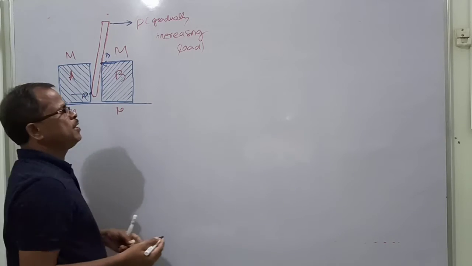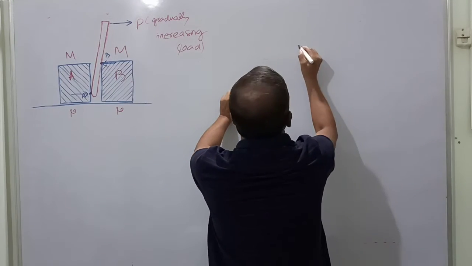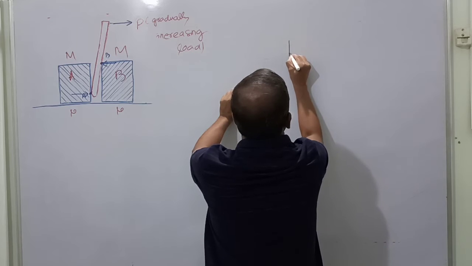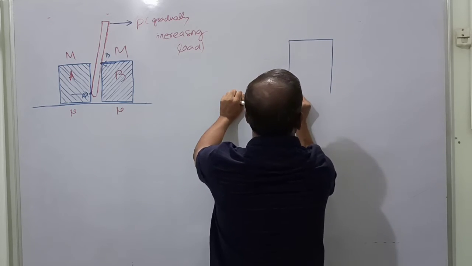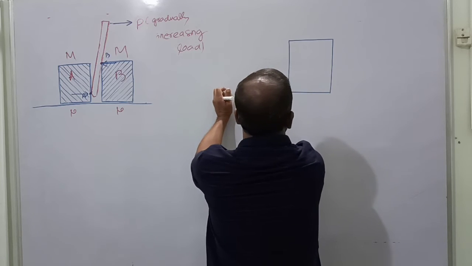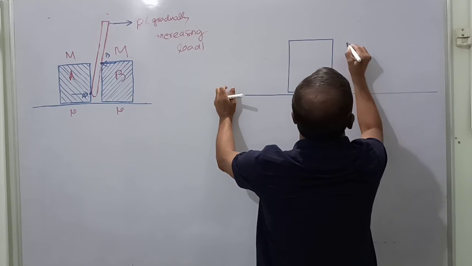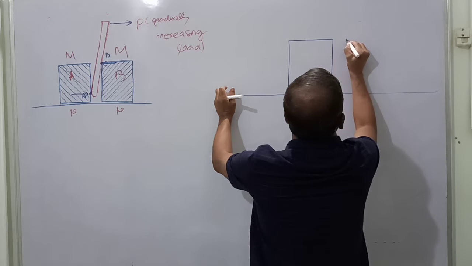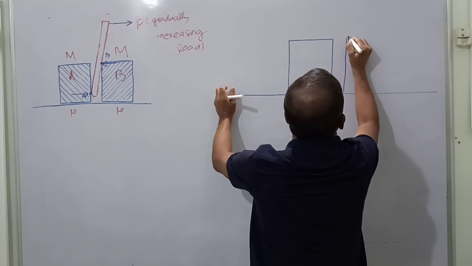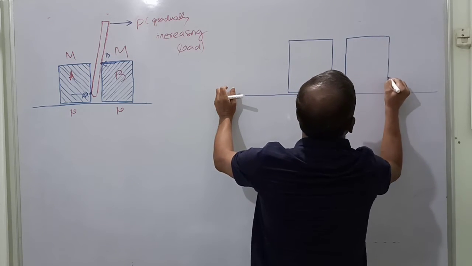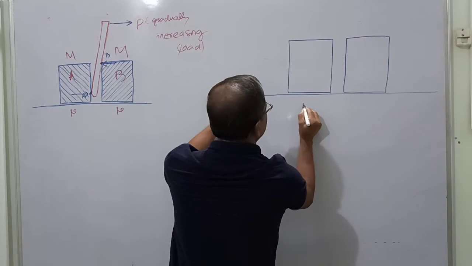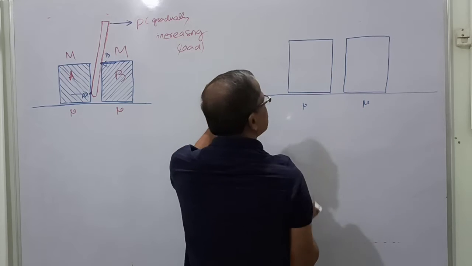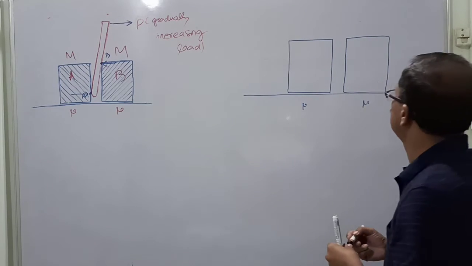Now, to solve this problem, I am making the diagram carefully. Look here. This is the block, placed on the ground where friction is present. This is another block. Both the blocks are identical. Friction is the same, mass is the same, so every condition is the same. Then we have to decide which block will move first.